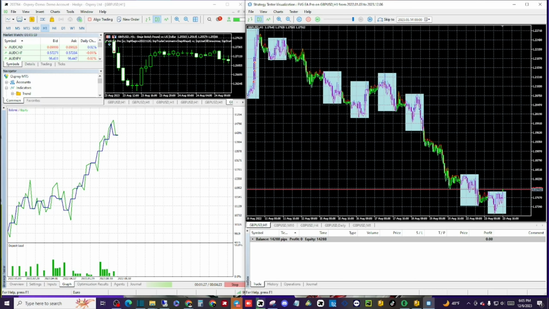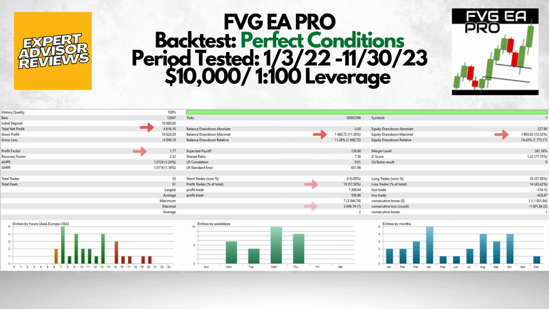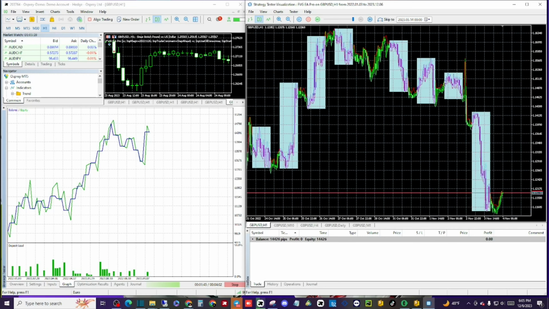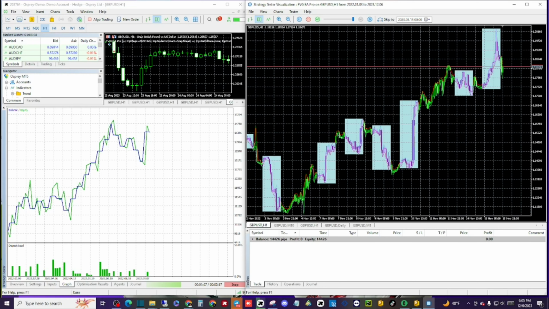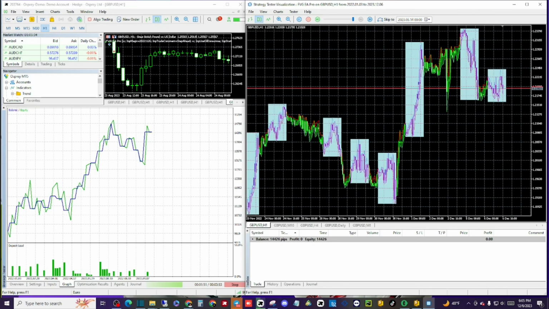In our perfect conditions test, the FVG Pro performed steady, gaining 20% per year, profiting 57% of the time, with a maximum equity drawdown of 13%, and a profit factor of 1.77. In this preset file, it should be noted that it did not take any short trades, which in a 2-year span may seem odd, but I did notice that the system had a parameter setting that forces the system to only trade with the trend.